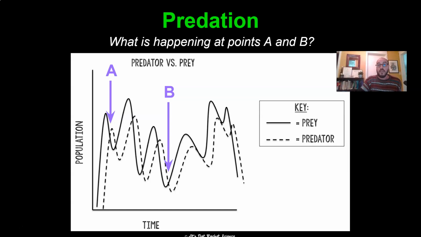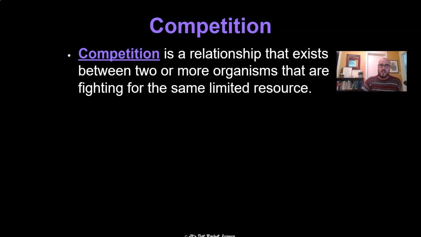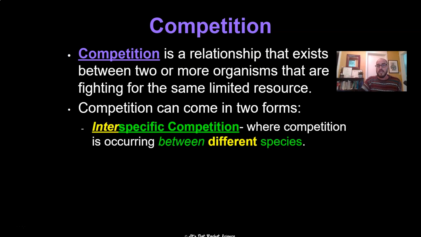So what's competition all about? Well, competition is a relationship that exists when two or more organisms are fighting for the same limited resource, okay? This is like growing up, my little brother and I would always fight over that last slice of pizza. You know, that is competition. So it can come in two forms: interspecific competition. So that's competition between different species, okay?